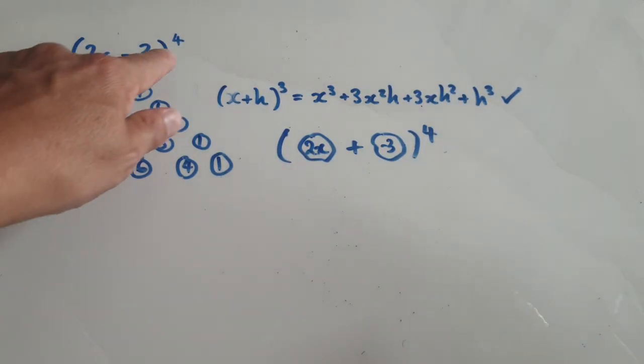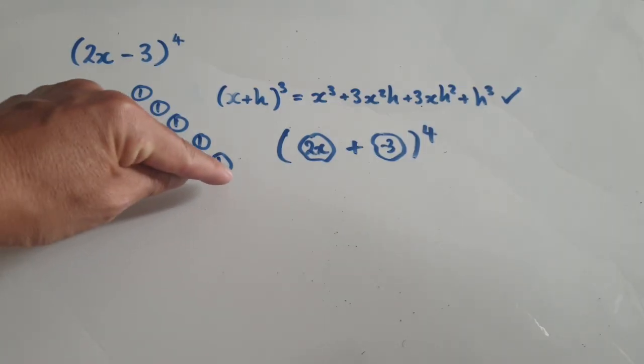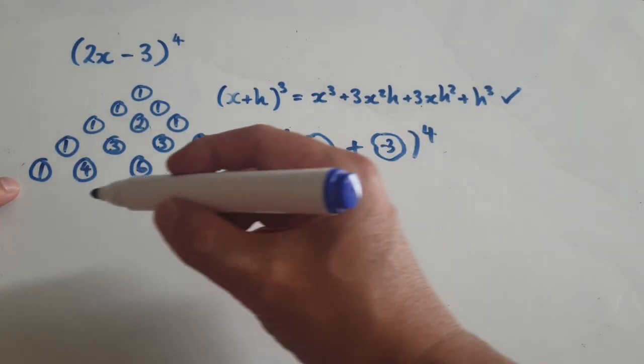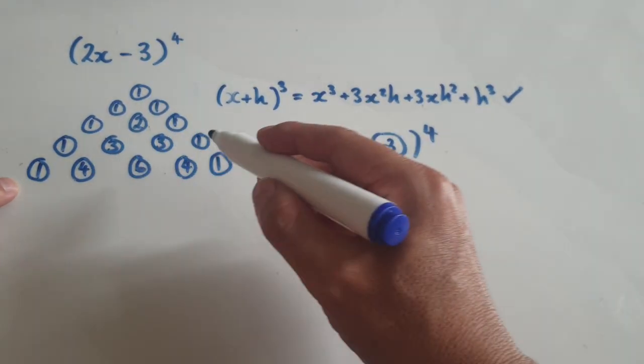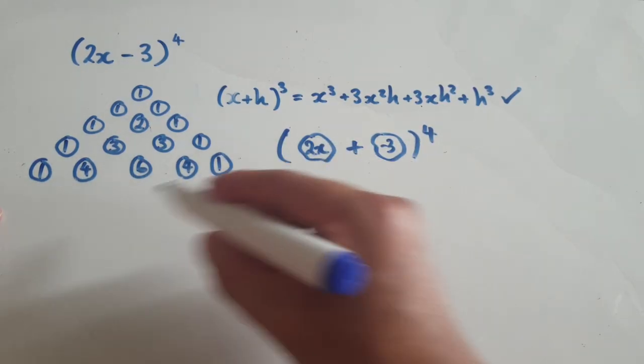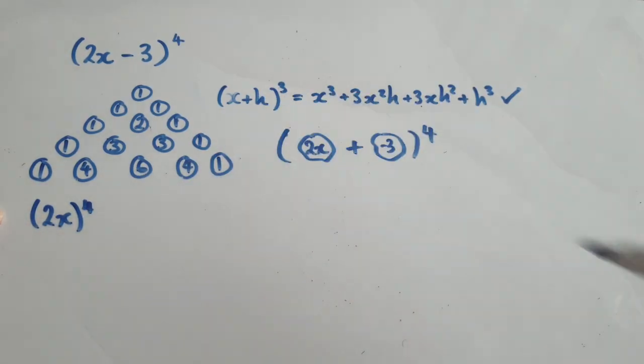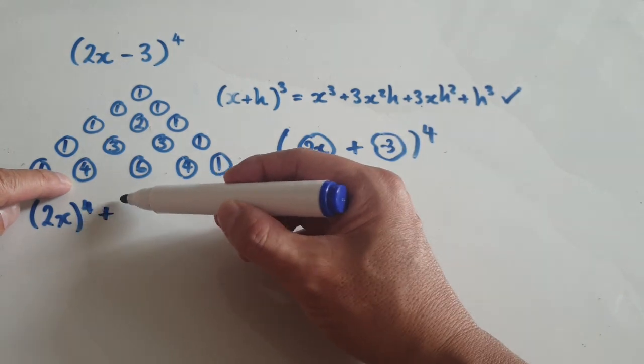Power of 4 would mean you would need this row here. So the first coefficient would be 1. So the coefficient would be 1, and it would be this thing to the power of 4. So it would be 2x to the power of 4. And then the next coefficient would be 4.